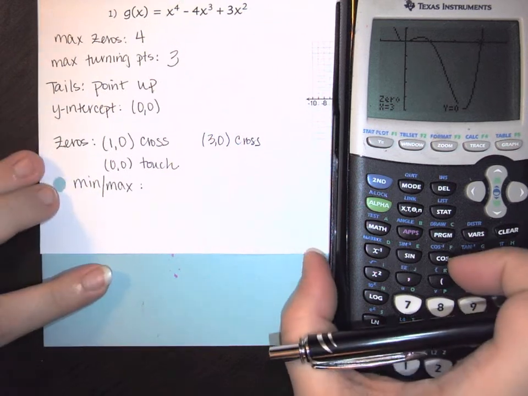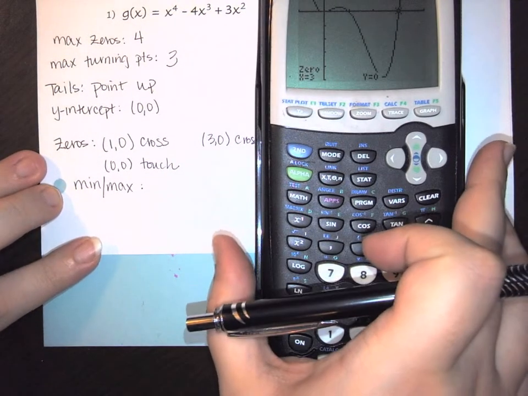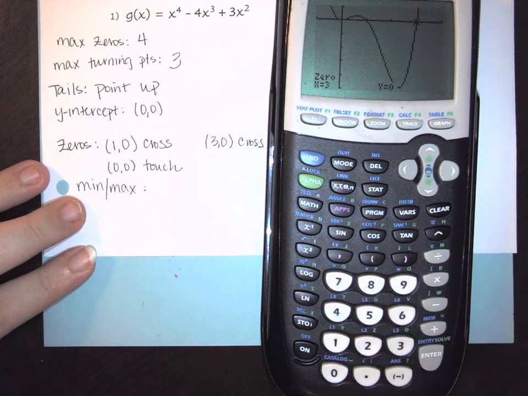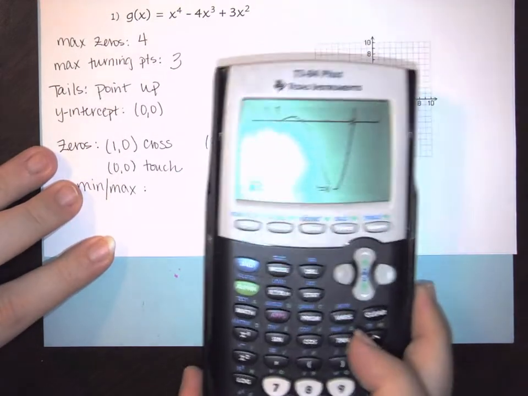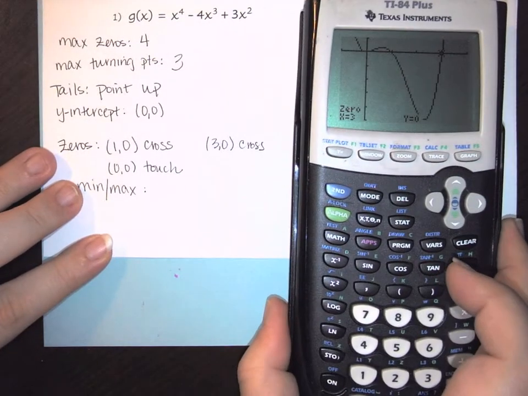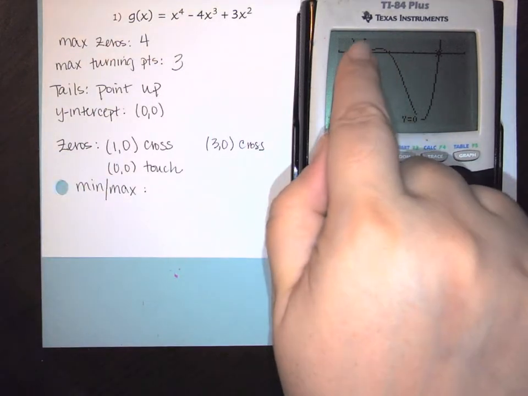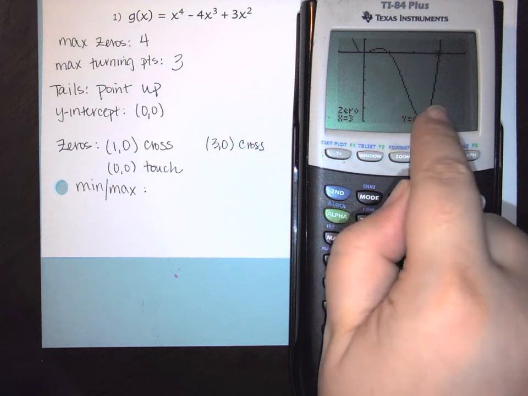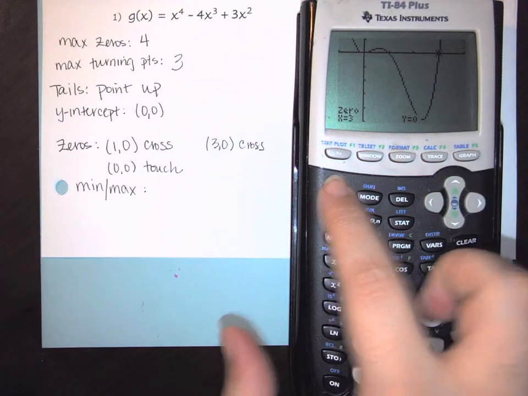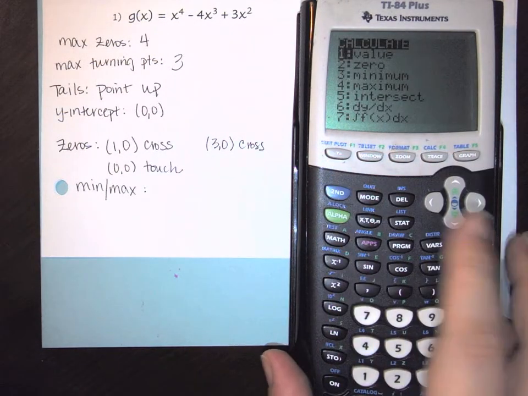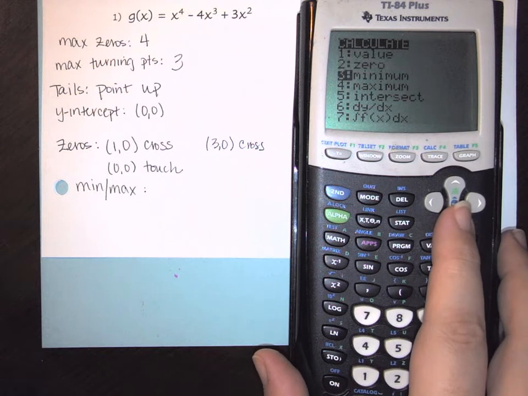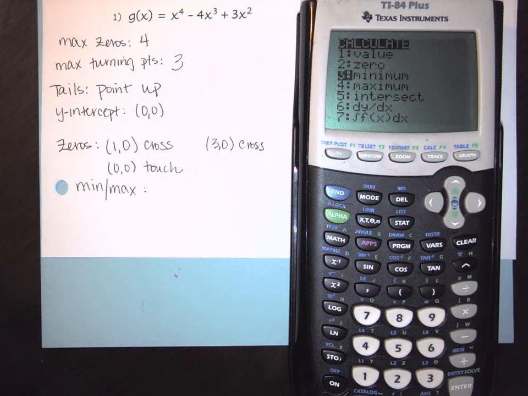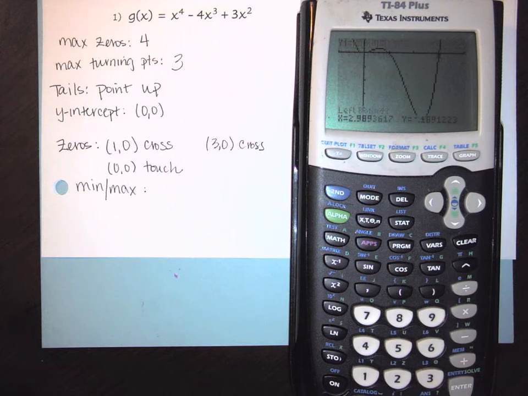Now the last thing that we have really to look at is max or min points, and of those we have 2 of them. If you look, I have a hump right here and I have one down here. So again, we're going to go second calc. This time we're going to choose, notice you can do a minimum, you can do a maximum. So let's start with the minimum because we're closer. We're going to hit enter.